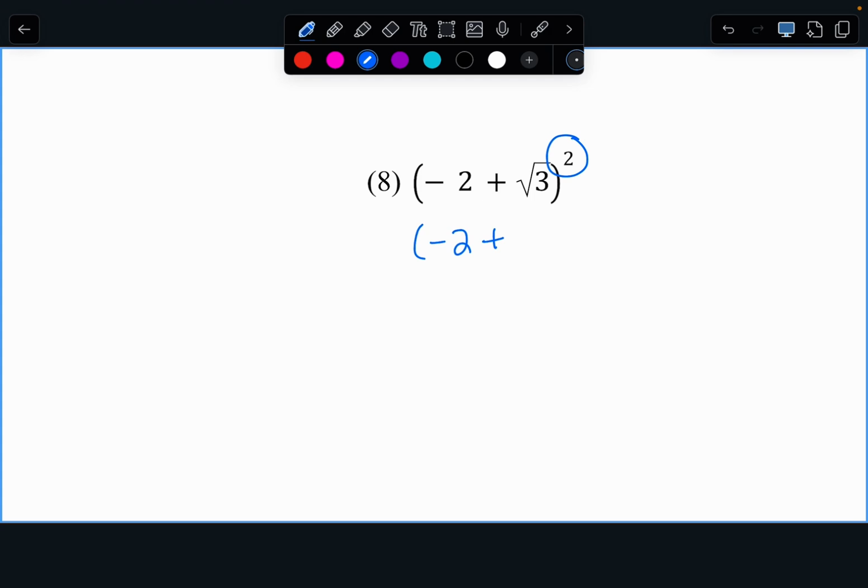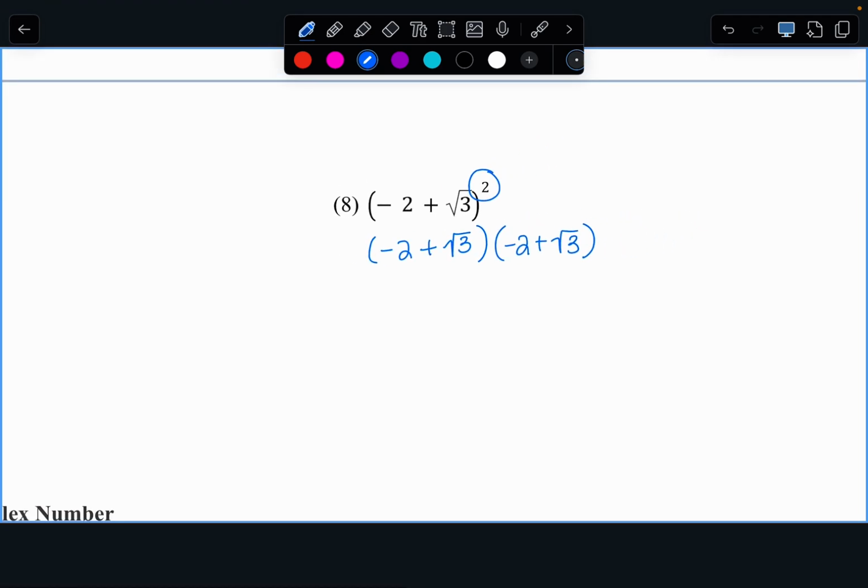So negative 2 plus root 3, and negative 2 plus root 3. If you want to do box method for this, that is also totally fine. If you prefer another method, go ahead. I think most people still prefer box method when distributing. Negative 2 and a positive root 3. Negative 2 and a positive root 3.